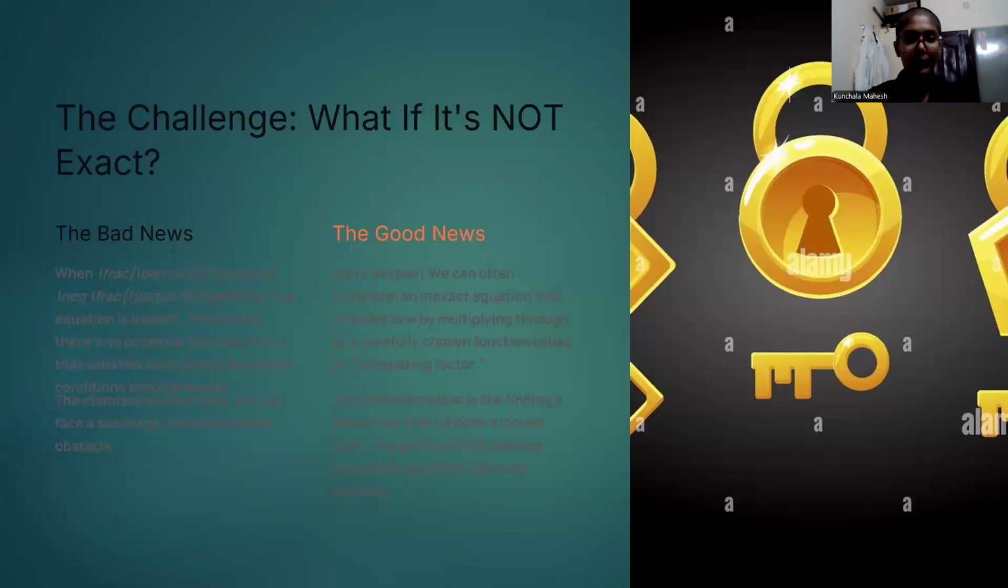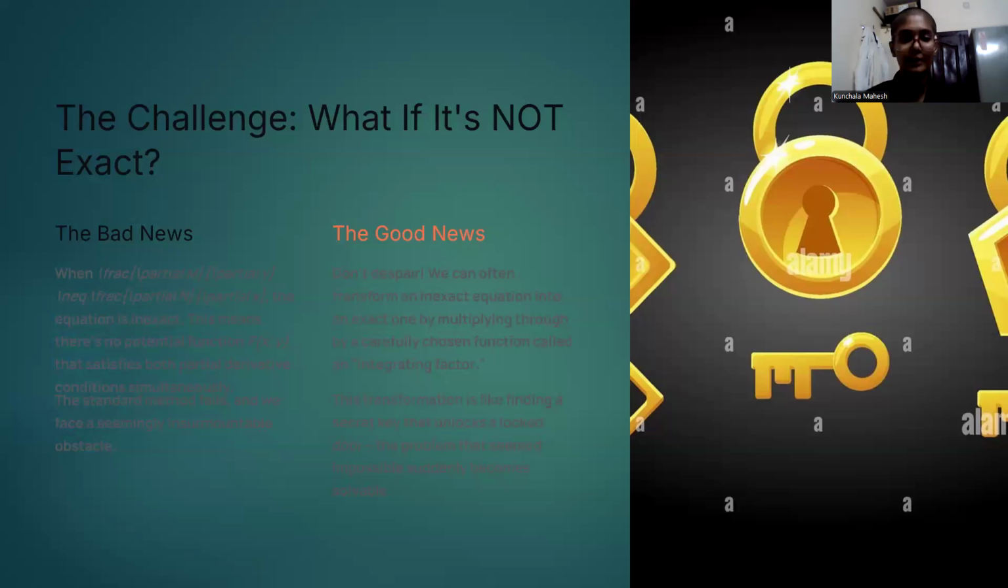So the bad news is that when the partial derivative of M with respect to y, which is ∂M/∂y, and ∂N/∂x are not equal, the equation is inexact. This means there is no potential function f(x,y) where ∂M/∂y equals ∂N/∂x, which is the condition for exactness. Here, this equation has no potential function f(x,y) that satisfies both partial derivative conditions simultaneously. The standard method fails and we face a seemingly insurmountable obstacle.